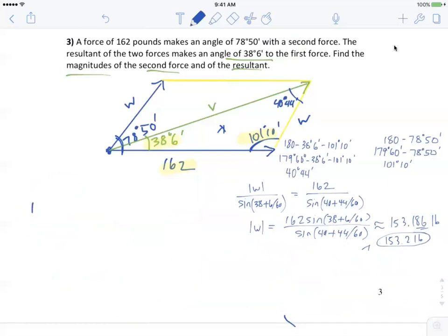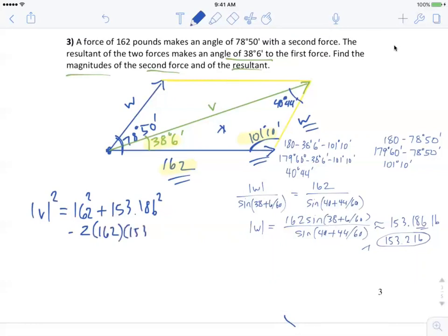Okay, so the magnitude of v squared is each side squared. So if I'm looking at side, angle, side now, right? 162 squared plus, now on my angle, I'm going to use the 153.186 squared, right? Minus, well, let's kind of run out of room here, but minus 2 times each of those times the cosine of the angle between them, which is the 101 plus 10 divided by 60. Okay, there we go. Squeezed it all in there.